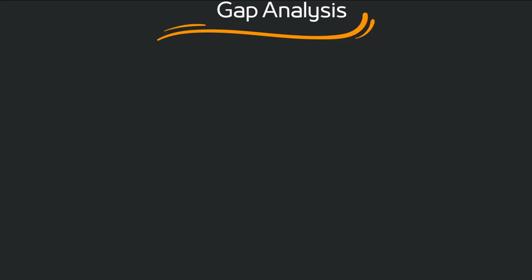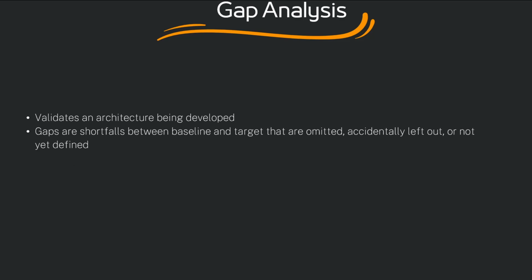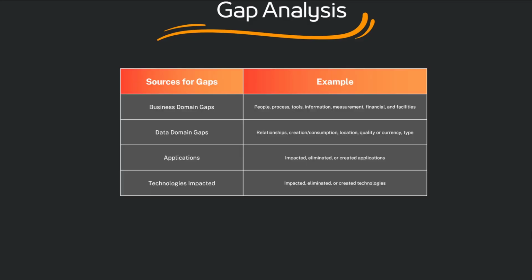A gap analysis is a technique that validates an architecture being developed. Gaps are shortfalls between some baseline and a target that is omitted, accidentally left out, or perhaps not yet defined. There are different sources for gaps. Business domain gaps can exist within people, process, tools, information, measurement, financial system, and facilities. Data domain gaps can be all about the relationship, the creation or consumption of data, the location of that data, the level of quality or currency, or even the type of data.